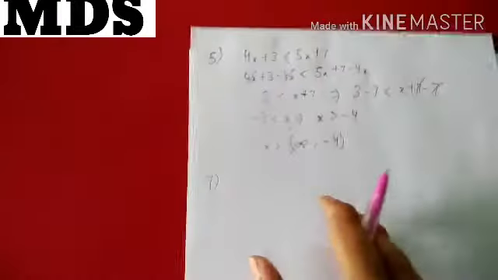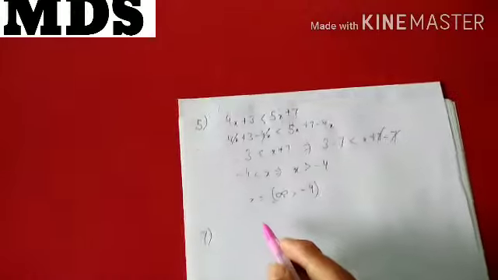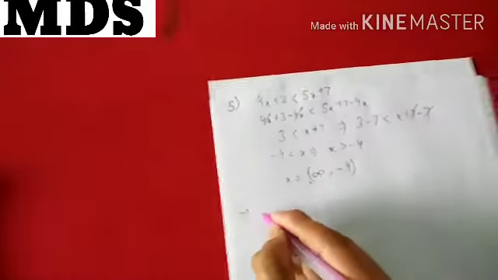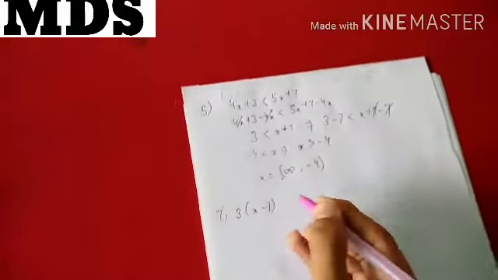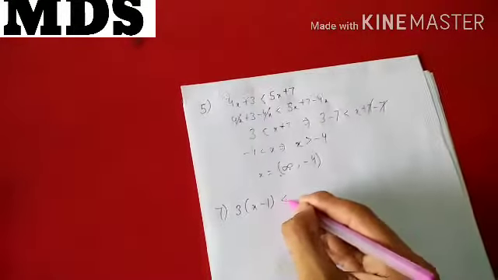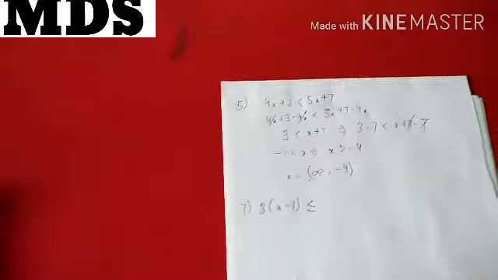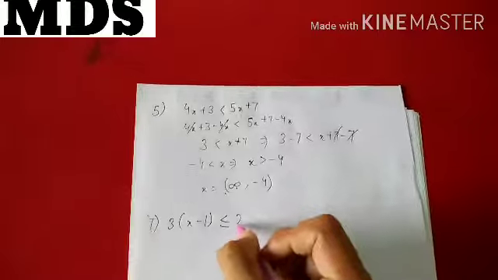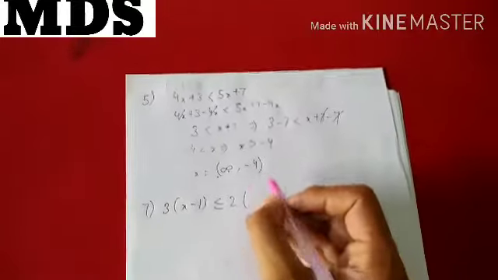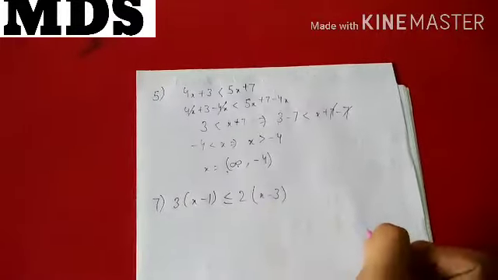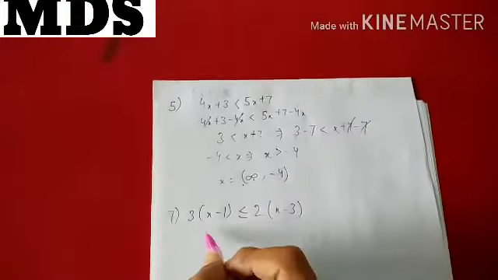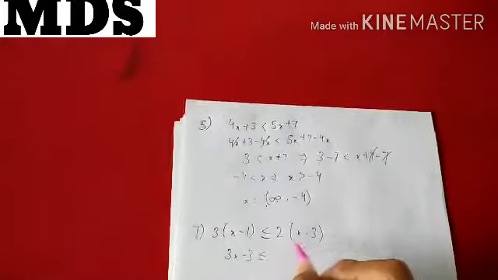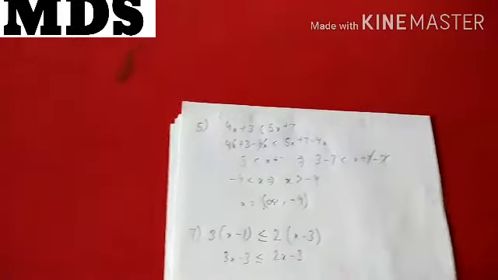Question number 7 they have given 3 into x plus x minus 1, 3 into x minus 1 less than or equal to 2 into x minus 3. Okay, first of all we will solve there. So we will get 3x minus 3 less than or equal to 2x minus 3.